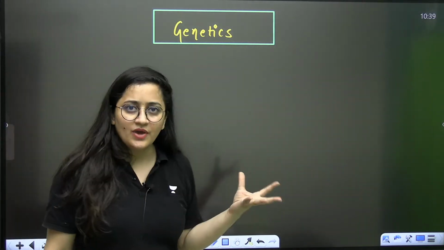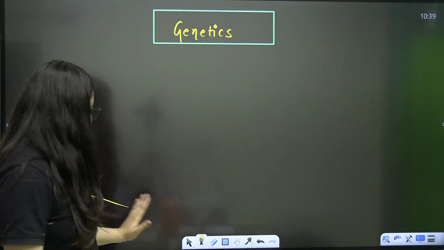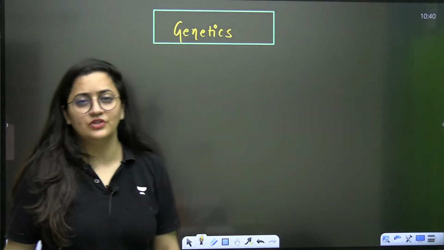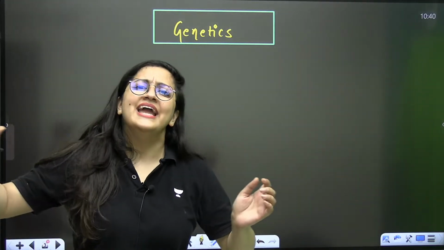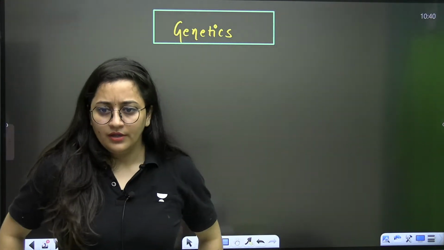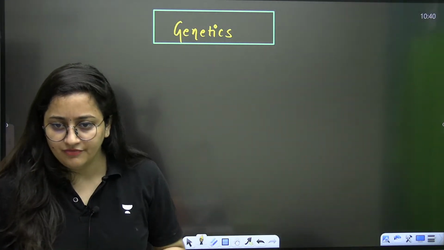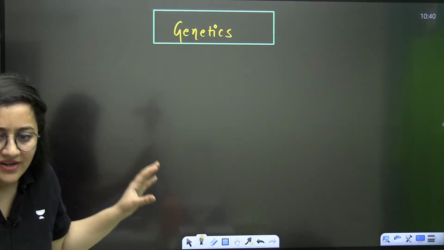From this chapter, it can vary. You can get 5 questions as well, you can get 6 questions, you can even get 4 questions. So it varies, 4 to 8 questions you can consider from this chapter. Fine. So what is genetics?